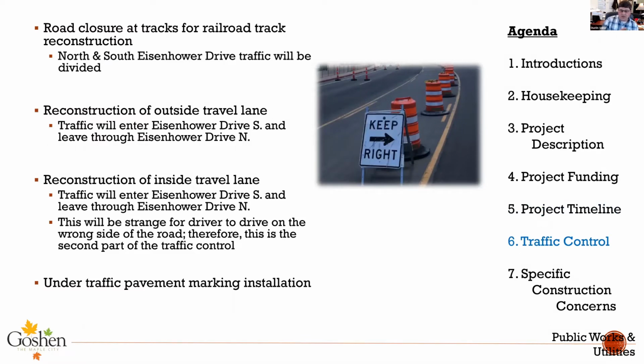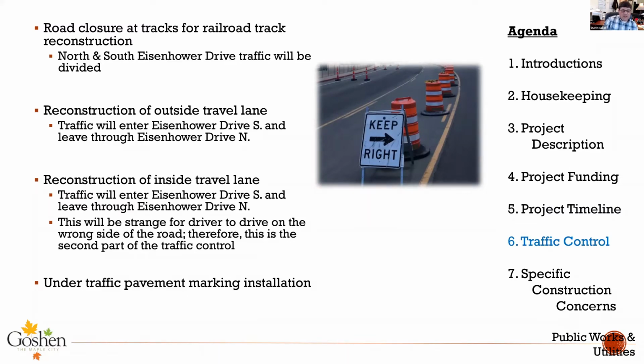So I know we've talked about traffic control a little bit here, but I just want to make sure everybody fully understands what the traffic control plan is. Again, for the railroad track reconstruction, we'll be basically severing that north-south connection at the tracks. So anybody to the north will have to enter and leave out the north, and anybody to the south will have to enter and leave out the south side of the Eisenhower Drive loop.